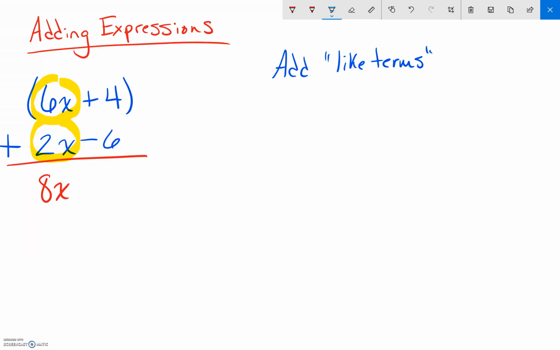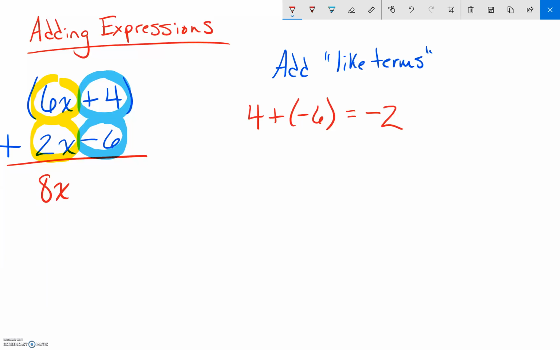When you get to your next row, this is a positive 4, and we are adding it to a negative 6. So you have to be careful. I'm going to show my work off to the side. That is 4 plus negative 6. And 4 plus negative 6 is negative 2. So we can write our answer as 8x minus 2, or you could write it as 8x plus negative 2. Those are both the same expression. You can write it either way.